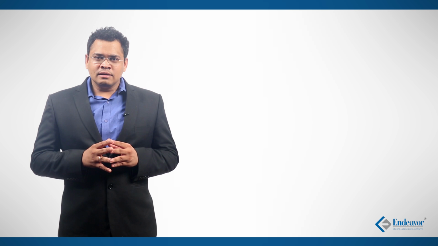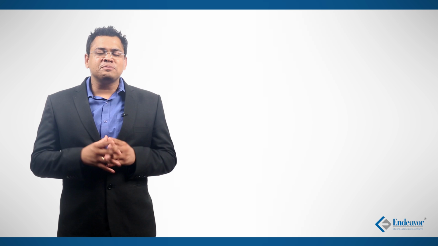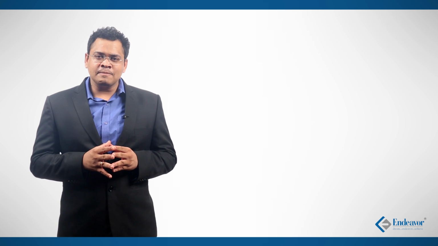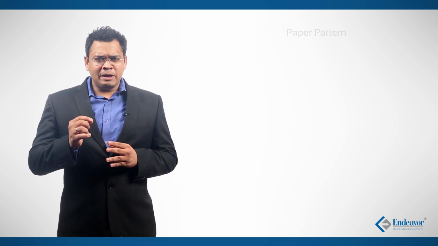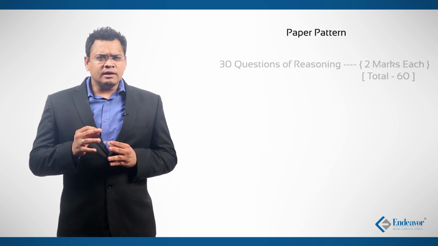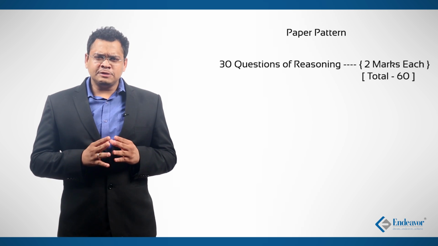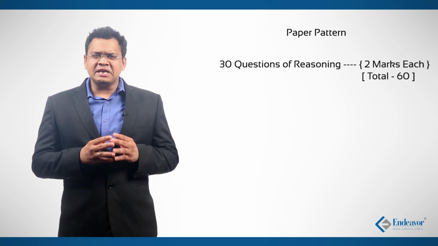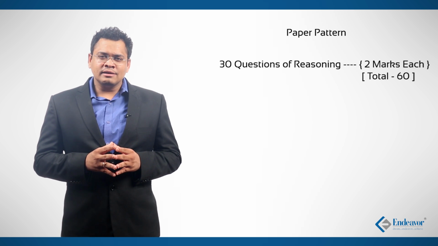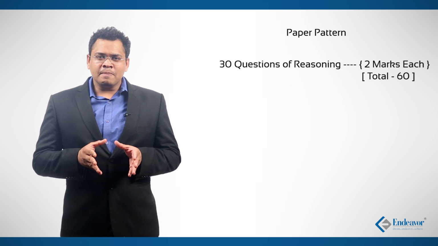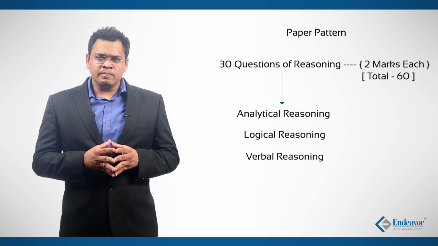handicap. The other two very good things which have loud and clearly been established as far as SNAP is concerned is the paper pattern and the cutoff pattern. Paper pattern is 30 questions of reasoning, all of which are 2 markers. This becomes the most prominent section because this carries 60 marks weightage and this is not a really difficult section to crack. This reasoning under the umbrella has analytical reasoning, logical reasoning and verbal reasoning also.